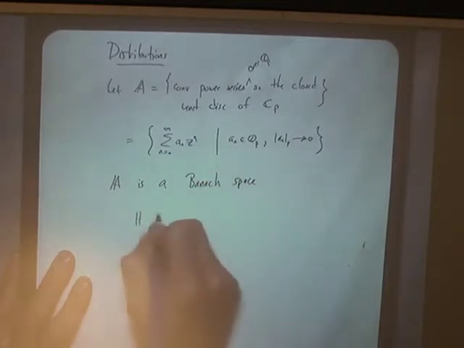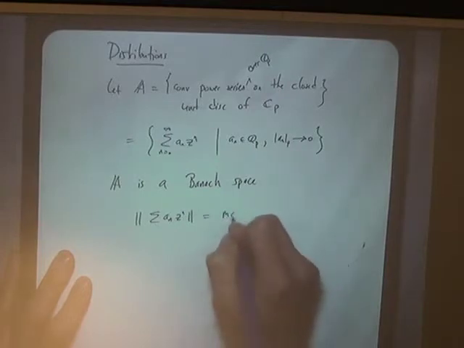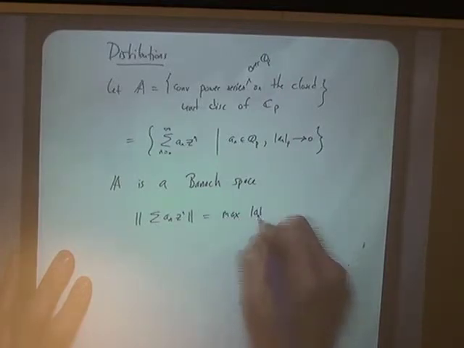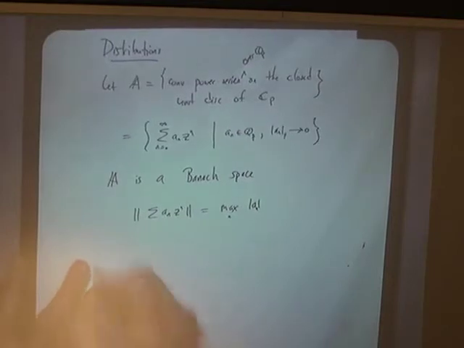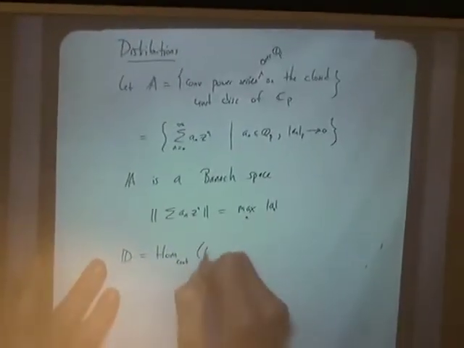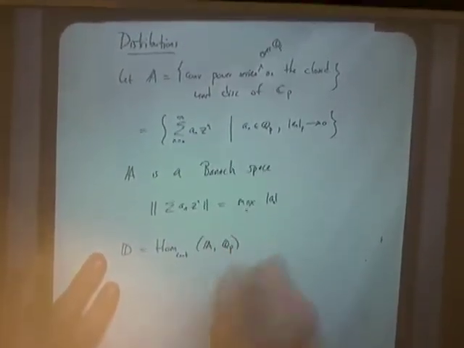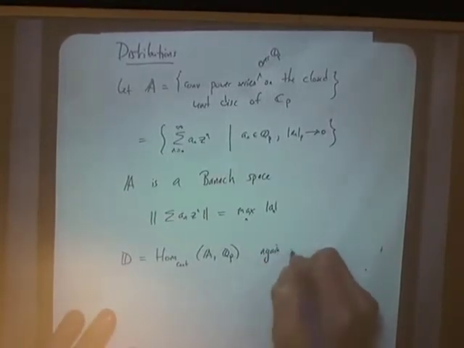Here's a norm. The sum of a_n z^n, its norm is going to be just the max of all the norms of the coefficients. These coefficients go to 0, and so there's a biggest one. So just take the size of that. It's complete under that norm, so it's a Banach space. And then I can dualize. So D, this is going to be my space of distributions, are the continuous homomorphisms from A into QP. And that's again a Banach space under the dual norm.